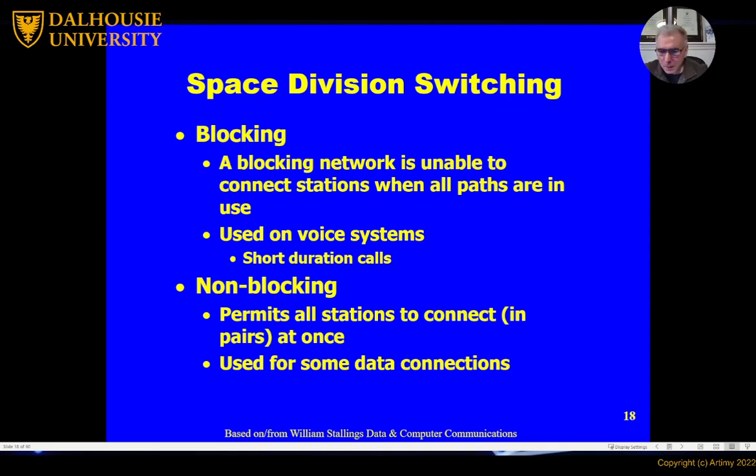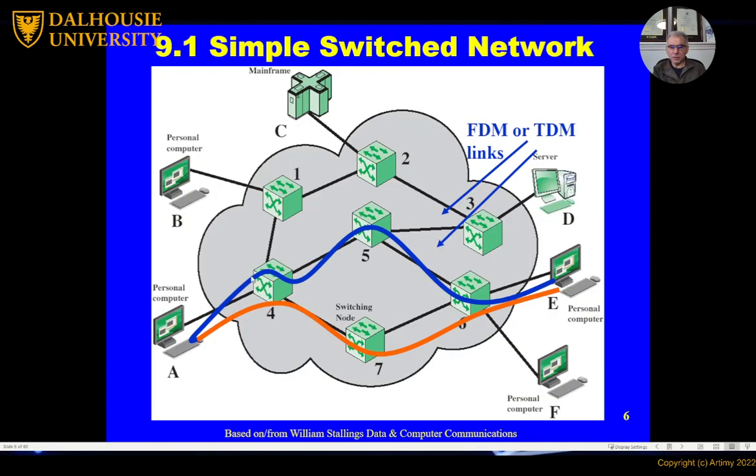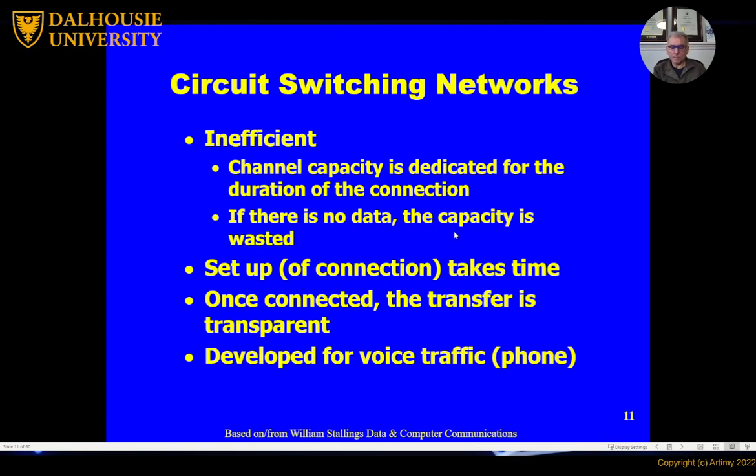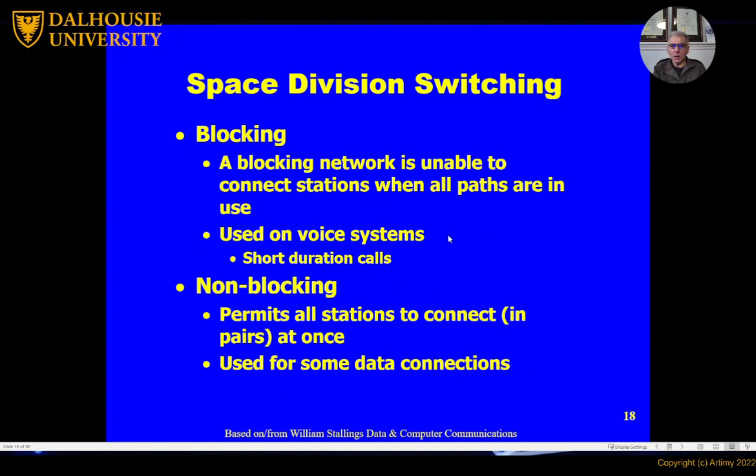So how can we do circuit switching? If I go back to this example one more time, you will see here in these switches we have multiple ports, inputs and outputs. Four here, and normally we will have a lot more. So we'll get to the concept of space division switching. We talked about frequency division multiplexing and time division multiplexing before. Think of this as space division multiplexing.